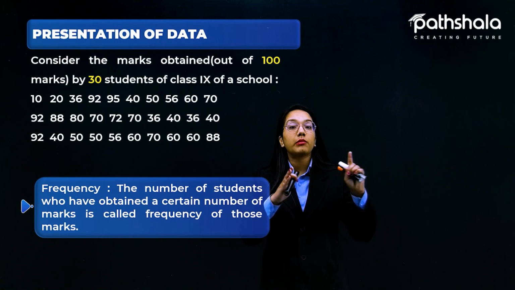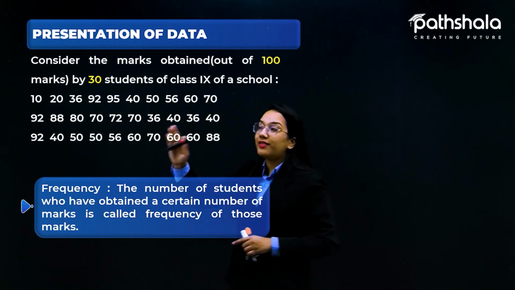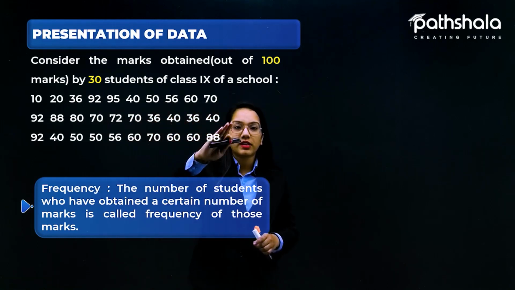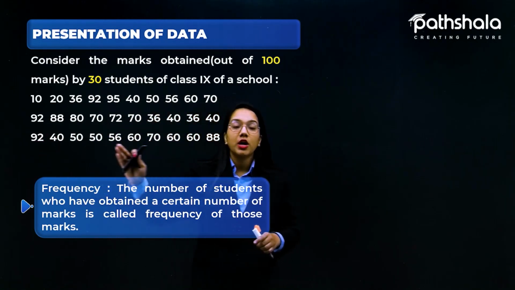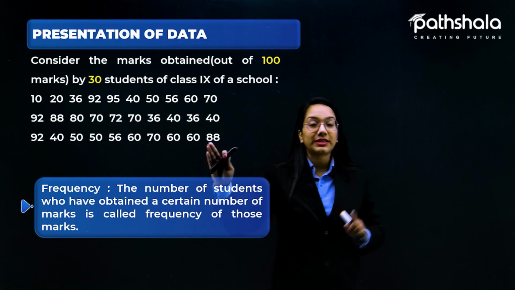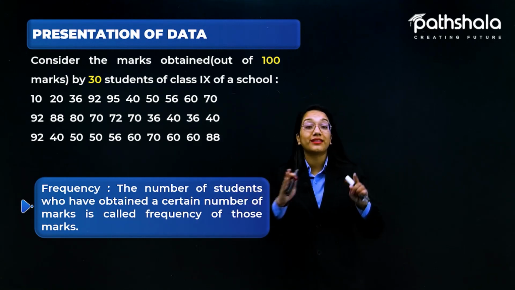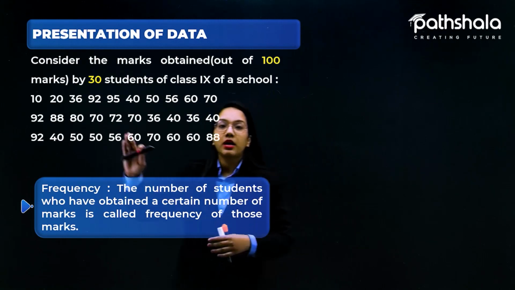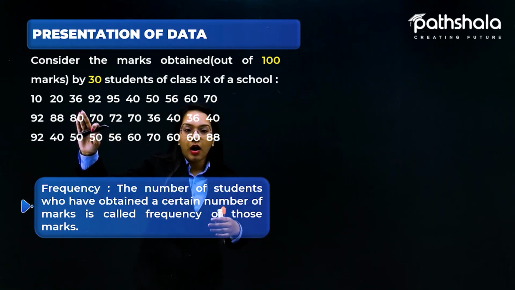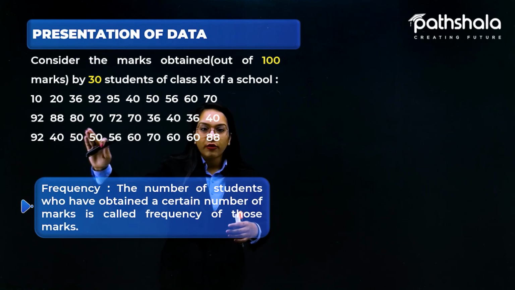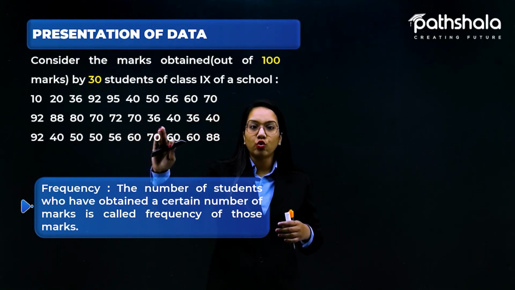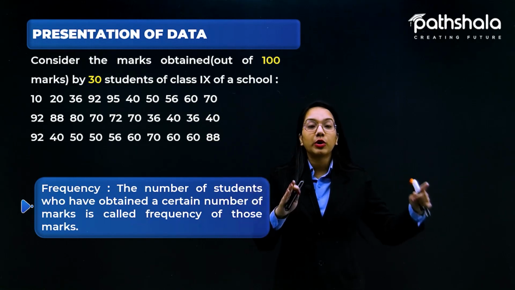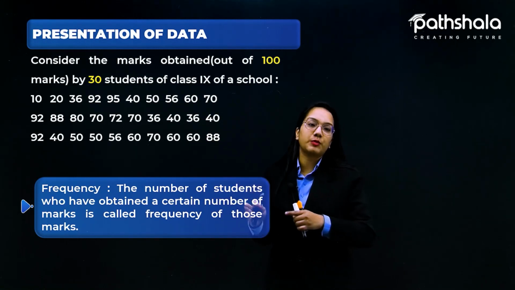If I talk about 20, you can see in this data 20 is coming only one time. So what is the frequency of 20? 20 is coming one time, so the frequency of 20 is 1. In a similar manner, 36: how many times is it coming? This is 1, further on this is 2, this is 3. So the frequency of 36 is 3, because 36 is coming 3 times in this data.